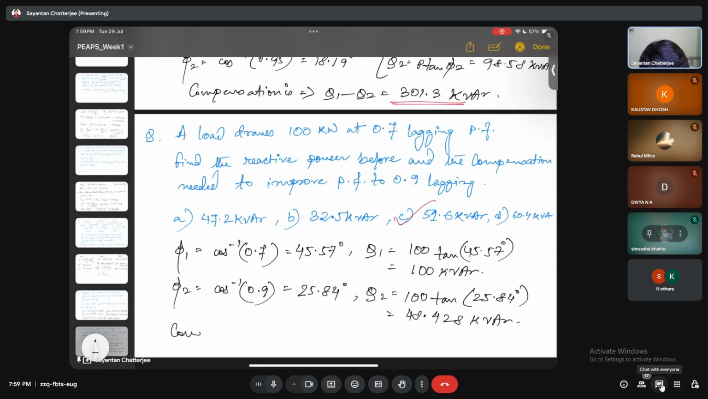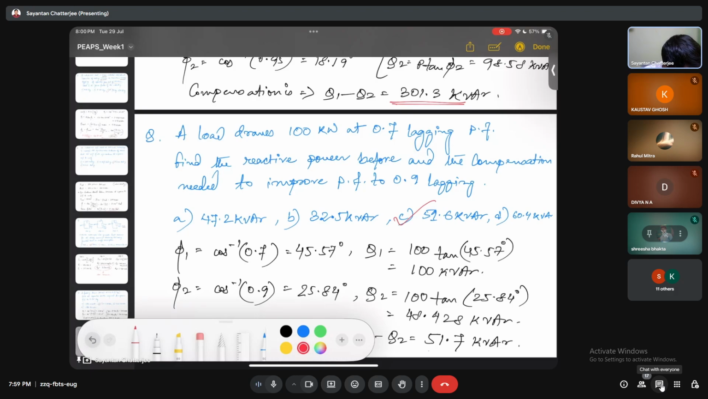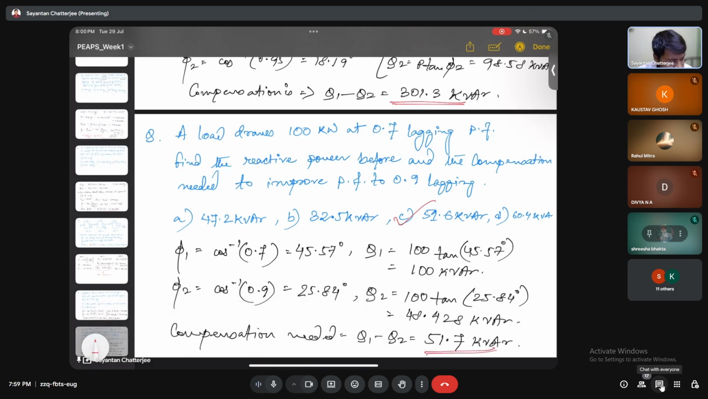So the additional compensation which is required is Q1 minus Q2. It is 51.7 kW. So this answer is nearly matching. So option C is correct. Okay.